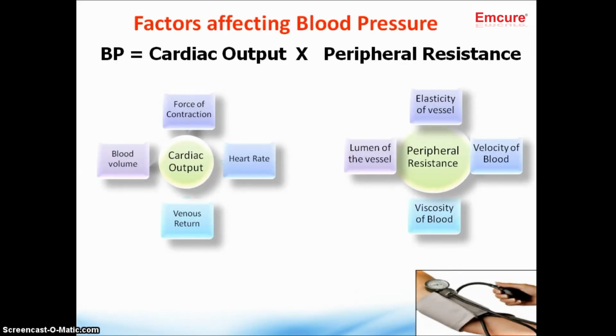Right, we'll go from the first equation which we saw. Blood pressure is equivalent to cardiac output into peripheral resistance, where cardiac output depends on four factors. What are these four factors? Force of contraction, blood volume, heart rate, and venous return. Peripheral resistance is dependent again on four parameters. What are these factors or parameters? Elasticity of vessel, the lumen of vessel, the velocity of blood flow, and the viscosity of blood.